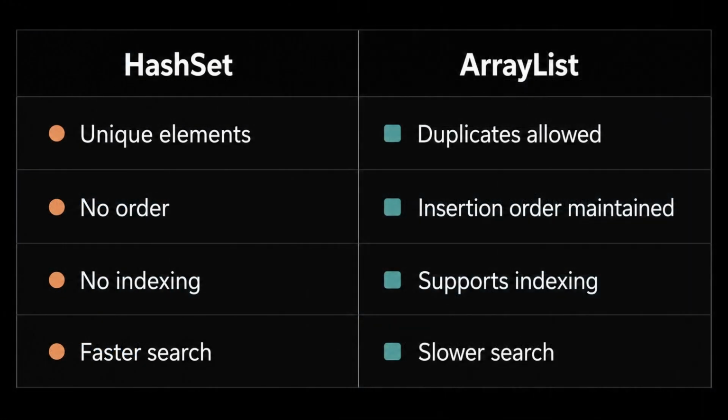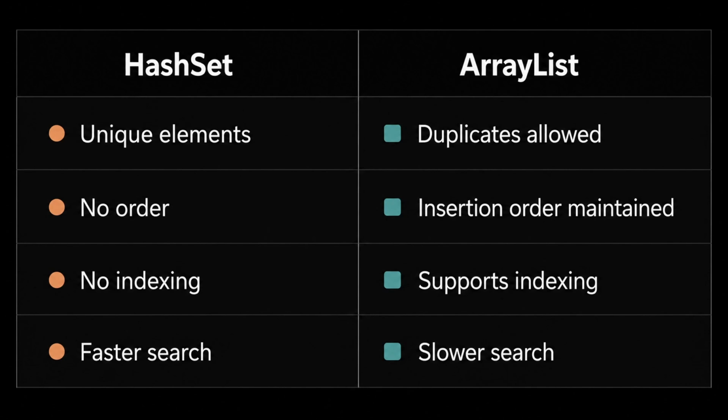So now we will see the difference between HashSet and ArrayList. From the hierarchy, we know HashSet is the implementation class of the Set interface, and ArrayList is the implementation class of the List interface. List and Set are the child interfaces of the Collection interface, and Collection is the child of the Iterable interface. So this is the hierarchy: Iterable, then Collection, and Collection has child interfaces List and Set. The List interface has the implementation class ArrayList, and the Set interface has the implementation class HashSet.